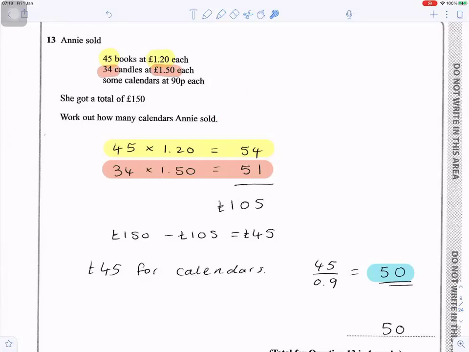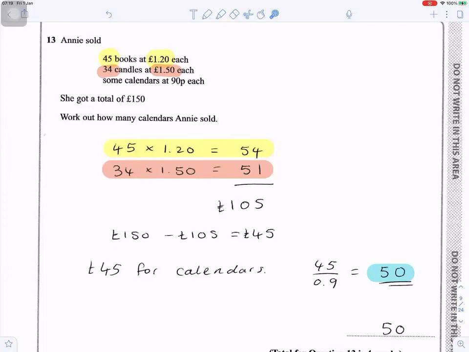So we start with the first one. I put in yellow, 45 books at £1.20. So we do 45 times £1.20, and that gives us £54. Next one, 34 candles at £1.50 each. So 34 candles times £1.50 gives you £51.